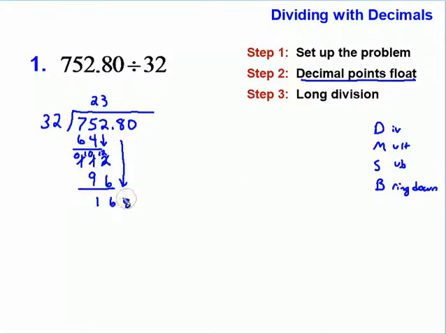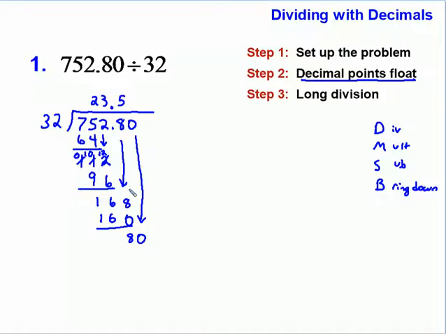How many times does 32 go into 168? About 5 times. And remember, our decimal point floats, so we bring our decimal point up. This goes into this maybe 5 times. Let's try it. 5 times 2 is 10. 5 times 3 is 15, and we carry our 1. We subtract those, and 168 minus 160 is just 8. And we bring down another 0 here.